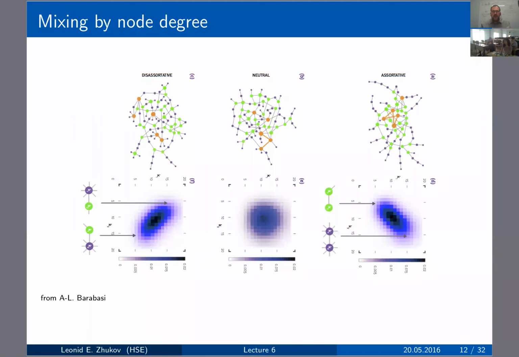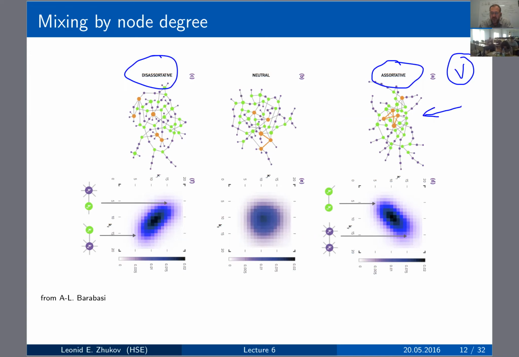So here are the three graphs, and actually it's a very interesting picture. I borrowed it from the upcoming book by Barabasi. So here are three examples of three networks. And so far we talked about assortative networks, right, and disassortative. So let's look at the assortative network, right here.